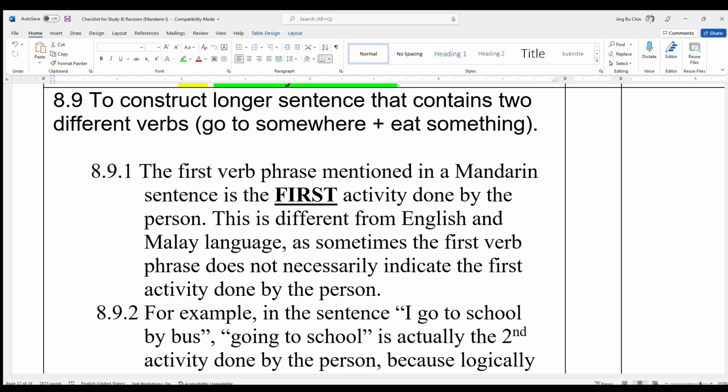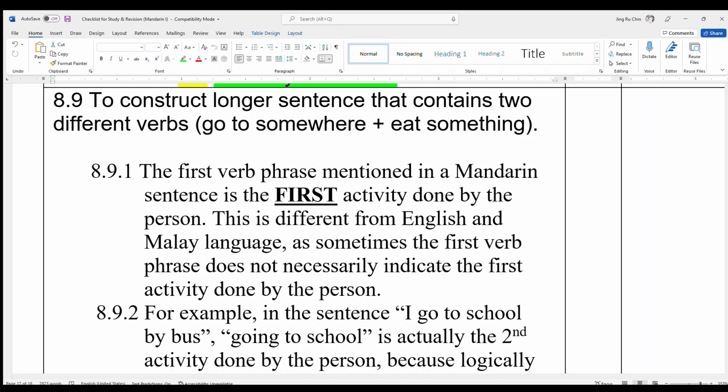In this video, we are going to combine everything that we have learned so far. You can start from lesson 2 until lesson 8, so that everything we have learned, we can combine into a longer sentence that contains two or more different pieces of information, like what you are seeing right now on the screen.